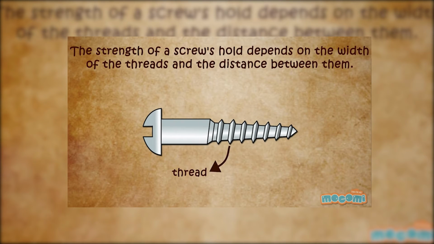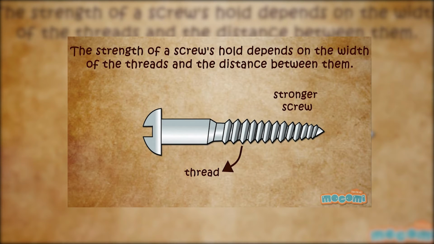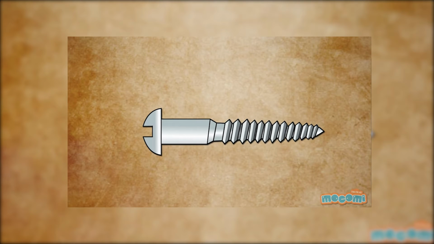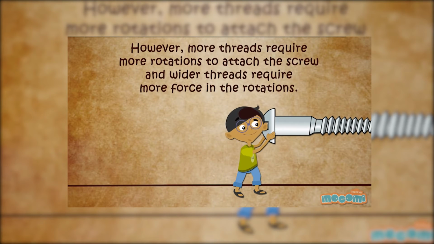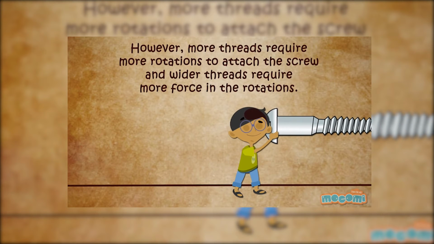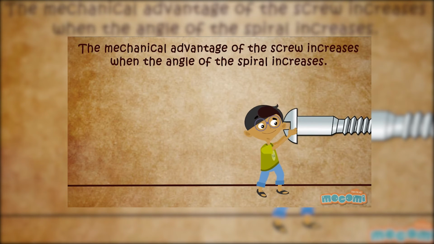The strength of a screw's hold depends on the width of the threads and the distance between them. The closer and wider the threads, the stronger the hold will be. However, more threads require more rotations to attach the screw and wider threads require more force on the rotations. The mechanical advantage of the screw increases when the angle of the spiral increases.